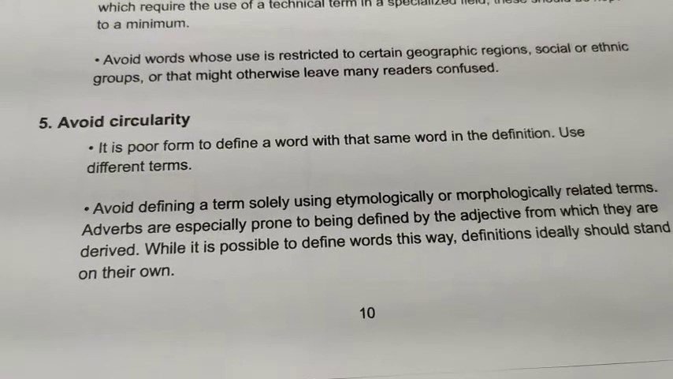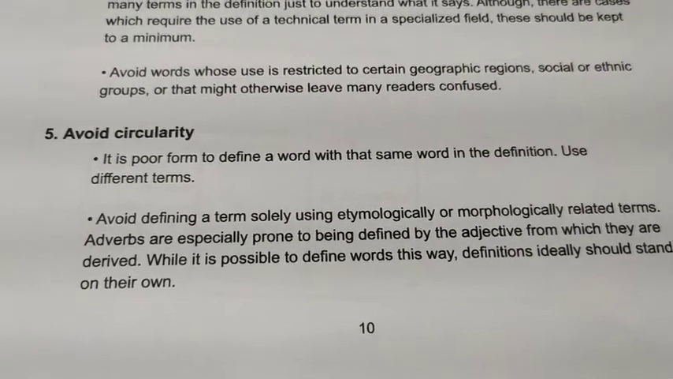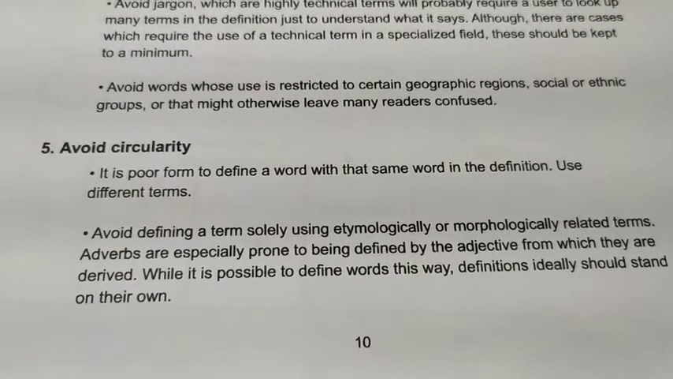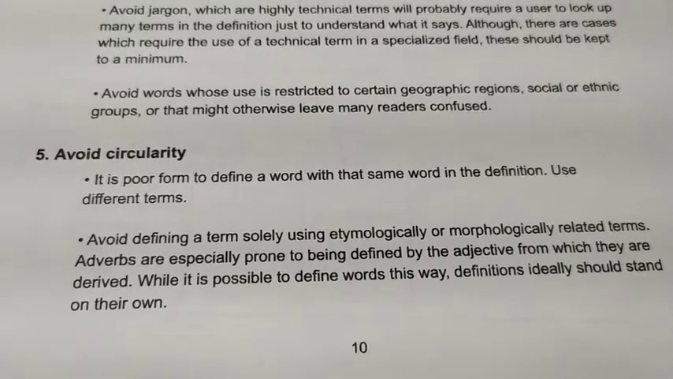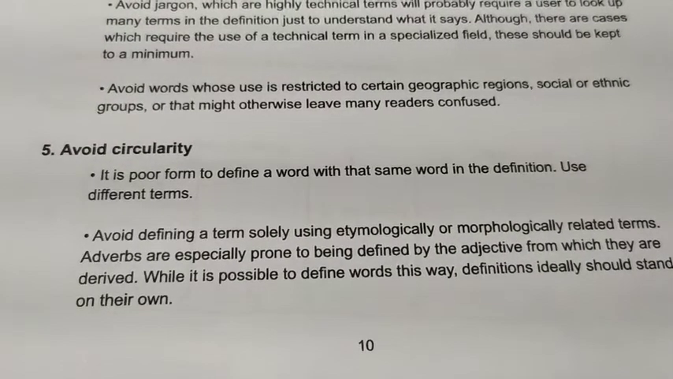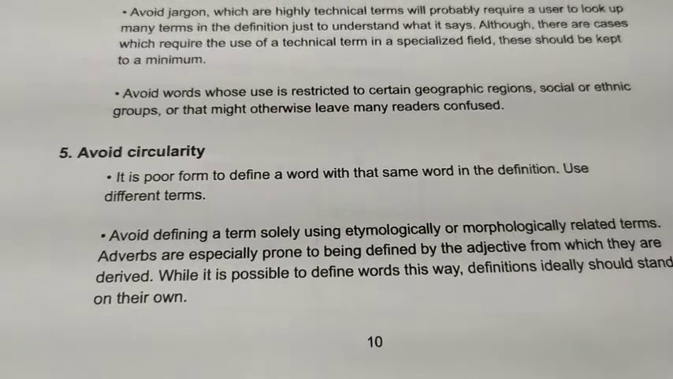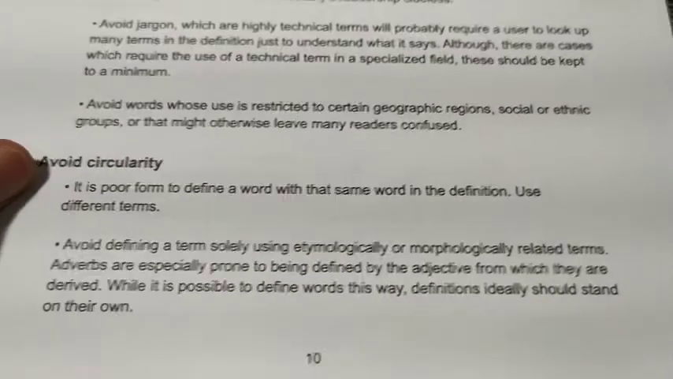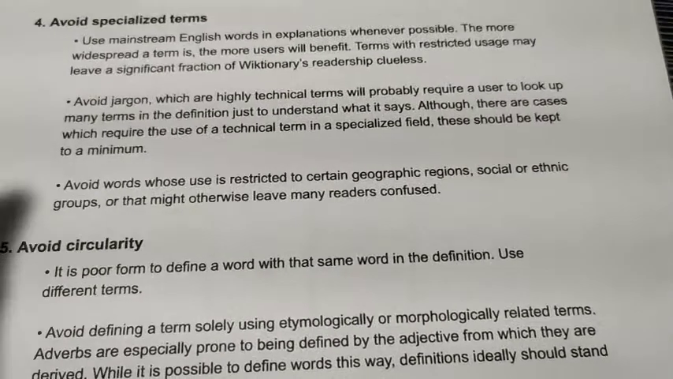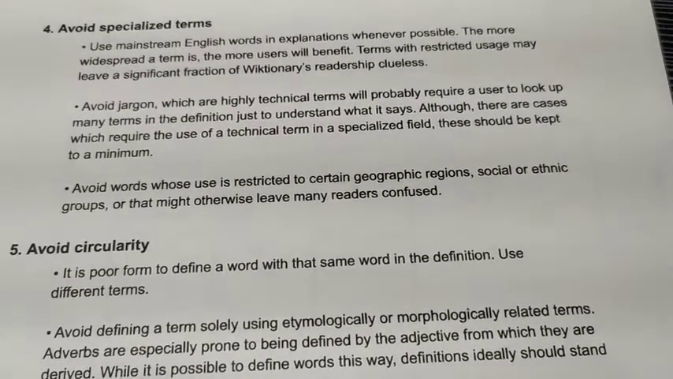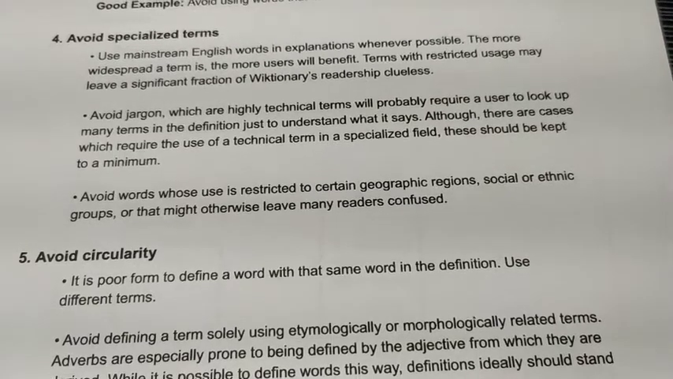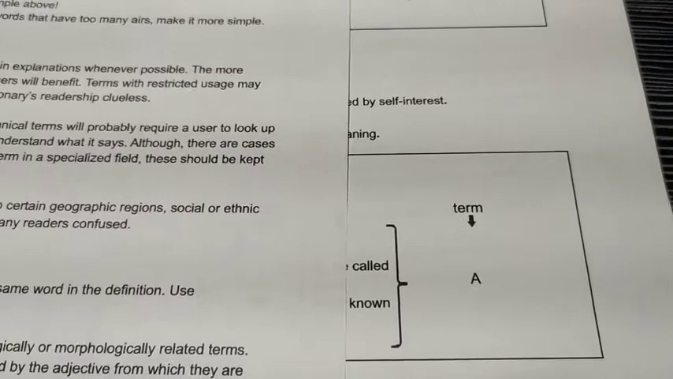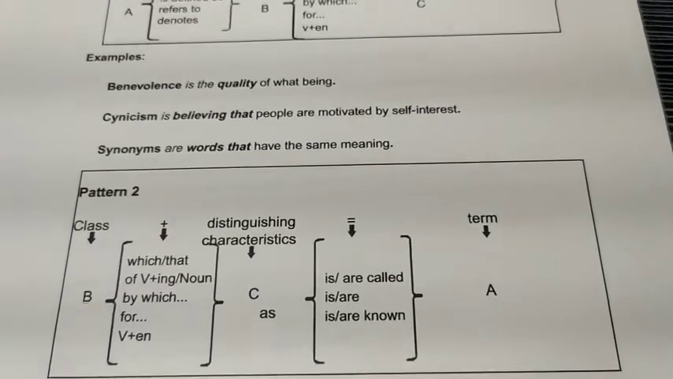So avoid defining a term solely using etymologically or morphologically related terms. Adverbs are especially prone to being defined by the adjective from which they are derived. While it is possible to define words this way, definitions ideally should stand on their own. So it means that after defining a term from its etymology, you can go beyond that, and not base it on only one aspect of the definition.